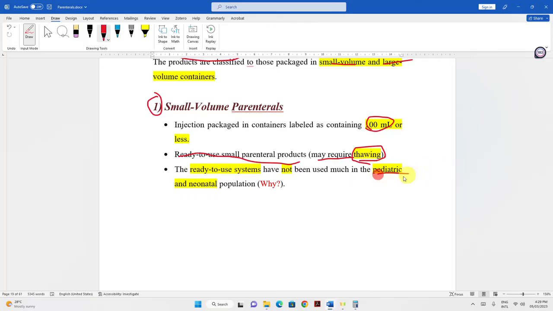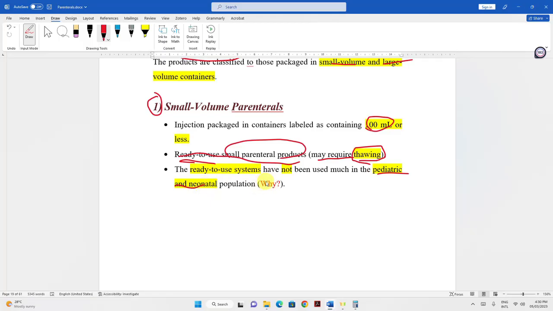For the pediatric and neonatal population, small volume parenterals that are ready to use are not very valuable, because neonates and pediatric patients usually require special preparations. Every neonate or child will have special needs, not like adults. They have special needs for fluid, for nutrients, and for drugs. You cannot just give them doses similar to adults.